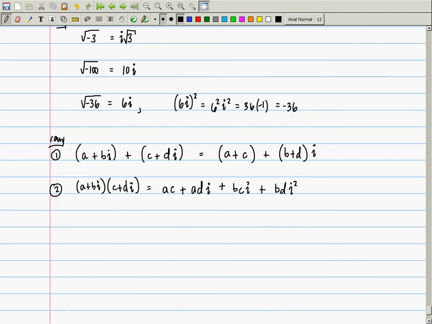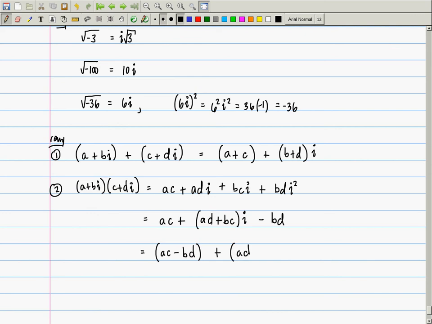Okay? So then, according to this, I can say that this is AC plus, and I can see that there's an i here, so I can say AD plus BC i by factoring out the i. And then now BDi squared can be replaced with what? Negative BD, because i squared is negative 1. Okay, so then now this can be rewritten as AC minus BD plus AD plus BC i. Okay, so that was a little odd.